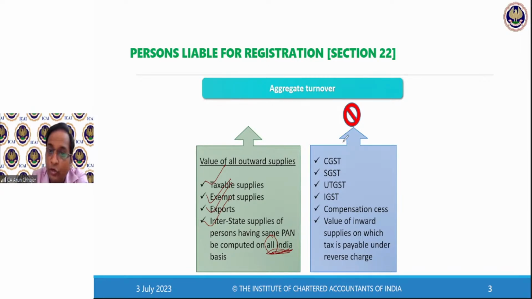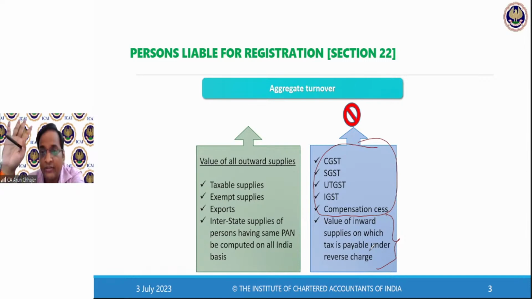Now, in the calculation of aggregate turnover, taxes will never be included. One more thing will not be included: inward RCM, inward reverse charge. What is that? Suppose I am receiving services from an advocate, and I need to pay the tax under reverse charge. When you calculate my aggregate turnover, you will not add this particular inward supply, on which I am paying the tax under reverse charge.